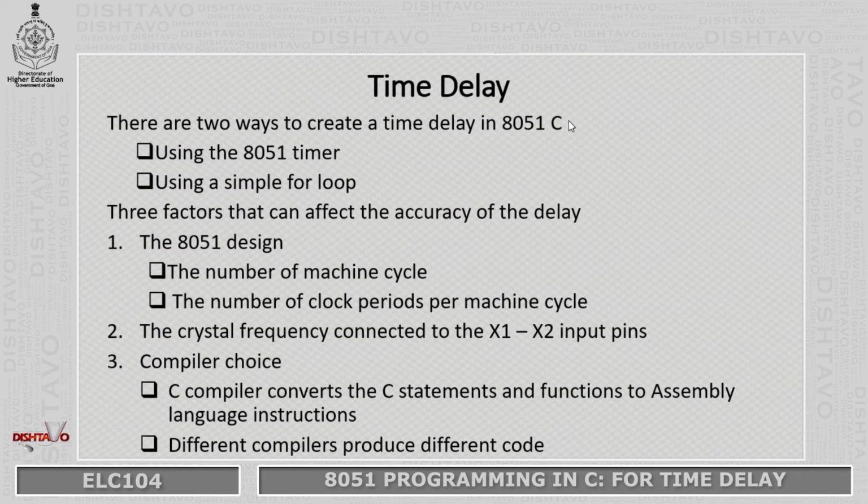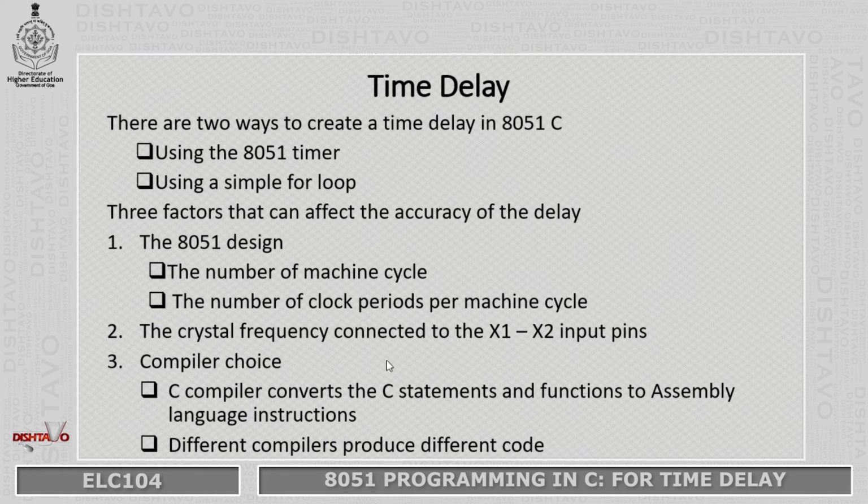There are two ways to create a time delay in 8051 C. One is using the 8051 timer through its special function registers, and the other is using a simple for loop. There are three factors that can affect the accuracy of a delay. The first one is your 8051 design. It depends on the number of machine cycles and the number of clock periods per machine cycle in order to execute any instruction.